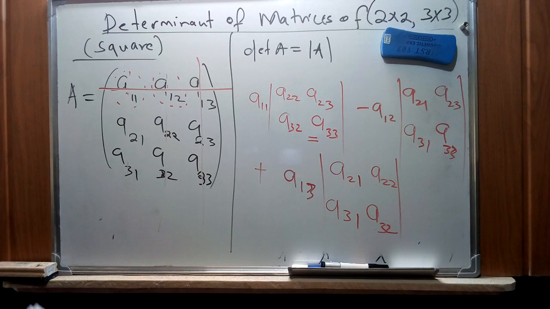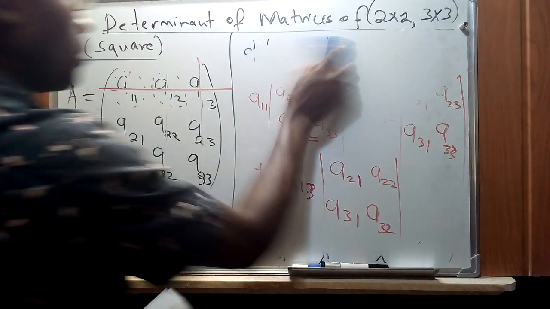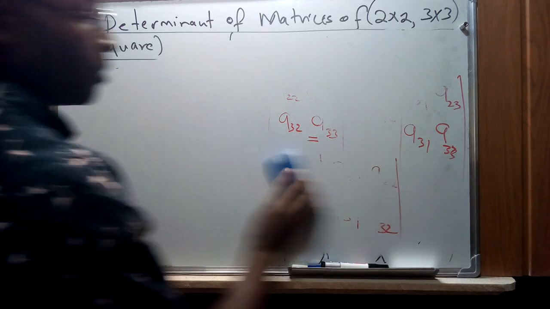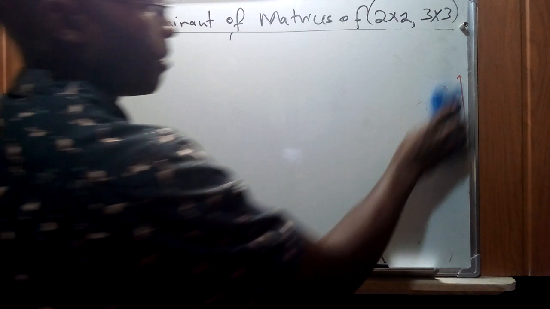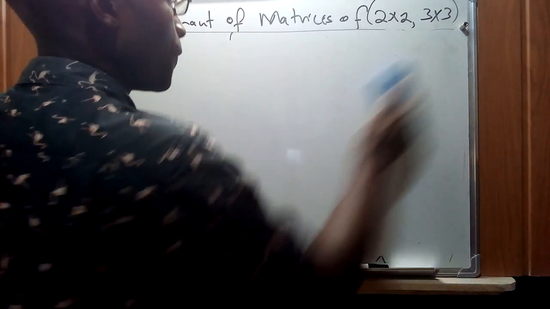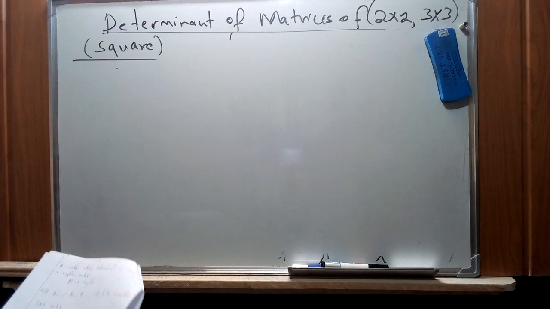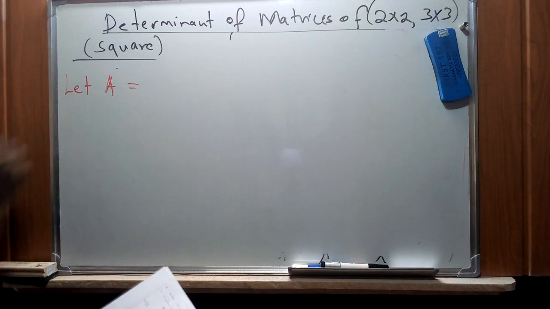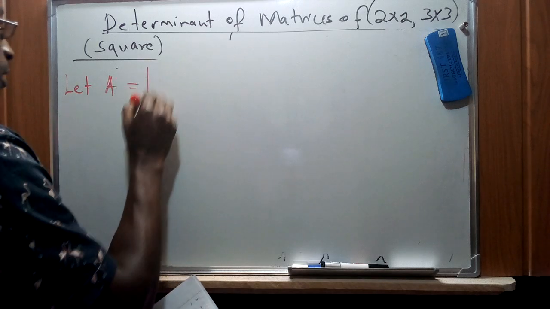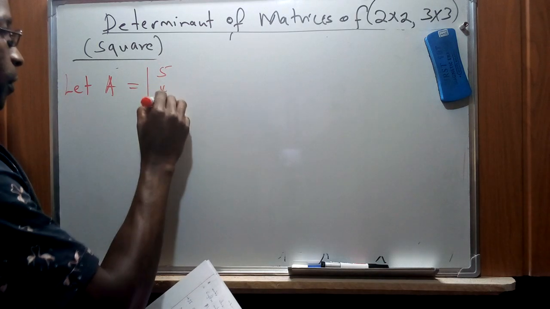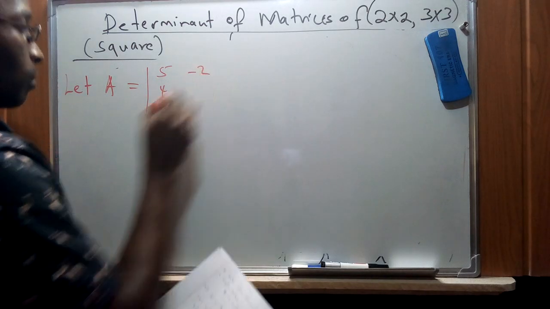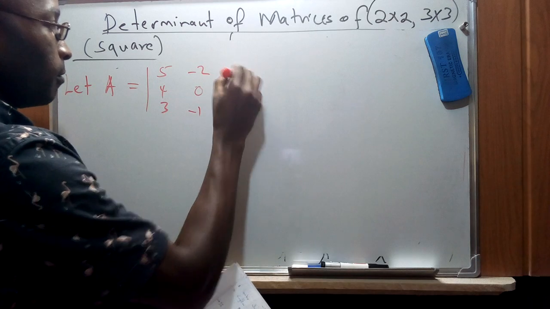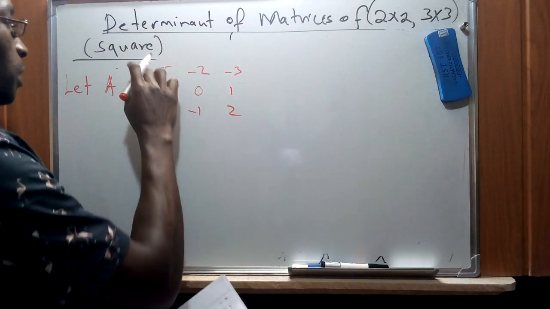So we are going to use a specific example to illustrate this procedure so that we are able to comprehend the steps on how to find a determinant for a 3 by 3 matrix. So I can say let our matrix A be given as, or the determinant be given as 5 4 3, 2 0 -1, -3, this is 1 2. So basically this is just a matrix.